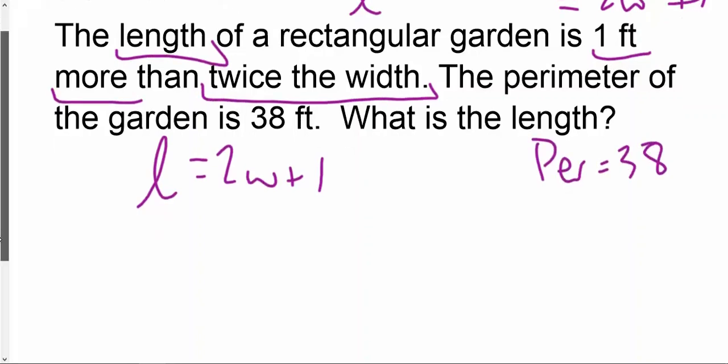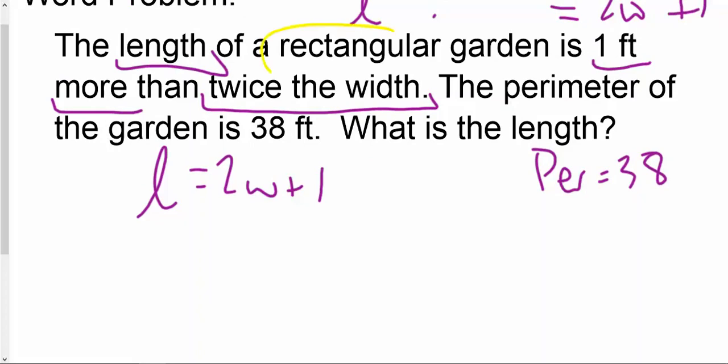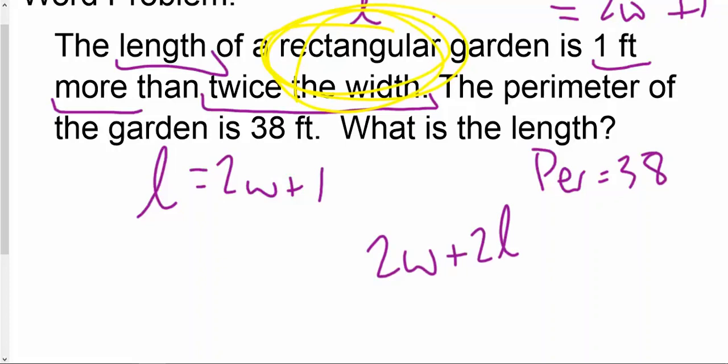So we need to know how to find the perimeter of a rectangle, right? And so we know the perimeter of a rectangle is 2W plus 2L. And we know that the perimeter of this is 38. So our goal is to try to figure out how in the world we could figure out what W is, right? Because now we have two variables. What are we going to do?